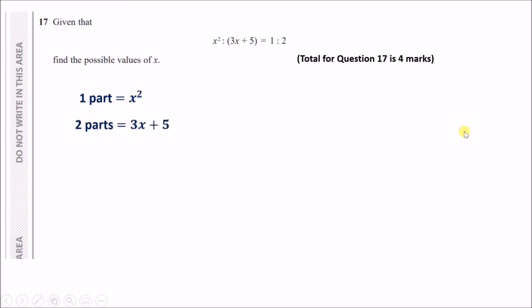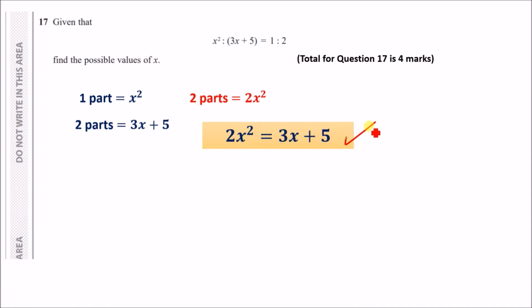Now, how can we link these two together? Well, if we just look at the first one for a second, we can see that 1 part is x squared. How about we just double this for a second? Let's make it 2 parts, yeah? If we times this by 2, we're going to get 2 parts, which is 2x squared. Sounds logical? So in that sense, we can now say that these 2 parts must be the same, because they're part of the same ratio equation. So if these two are the same, then they must equal each other.